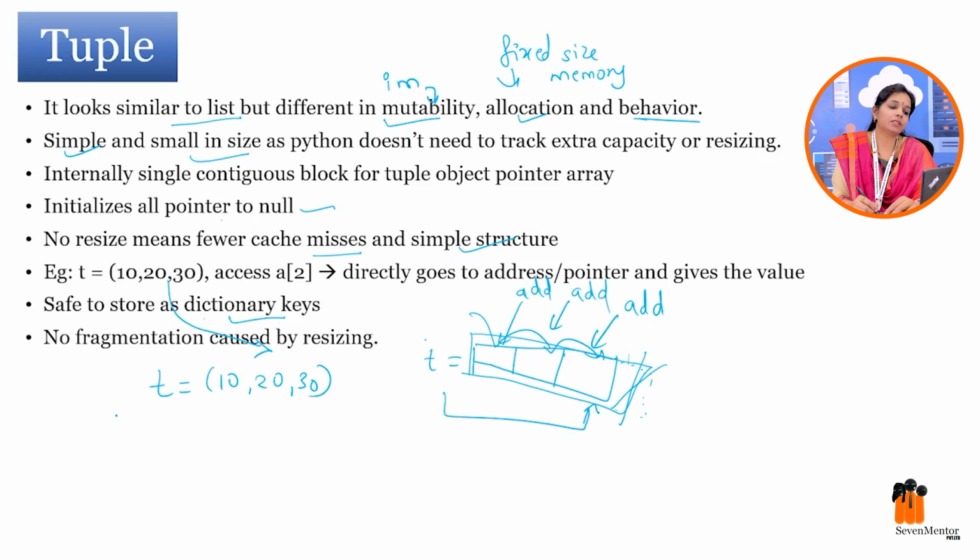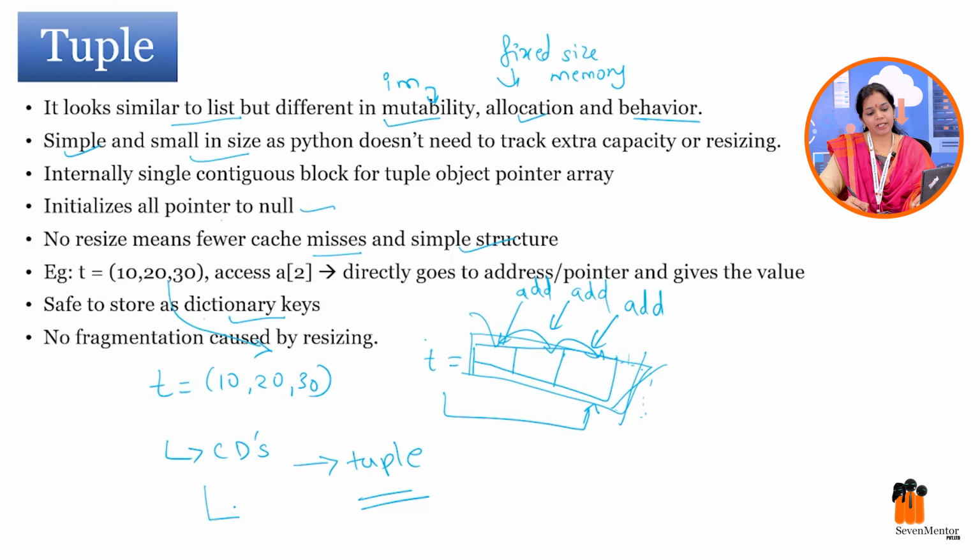And for the application here, we can take CDs. You have software, or previously we used to get operating system CDs. You can't write in that. Whatever the data is there, you have to just have a look and study it. You can't change it. So that is an example of a tuple. Also, we can say latitude and longitude. Geographical coordinates are also fixed for each place. So this is an example of a tuple.